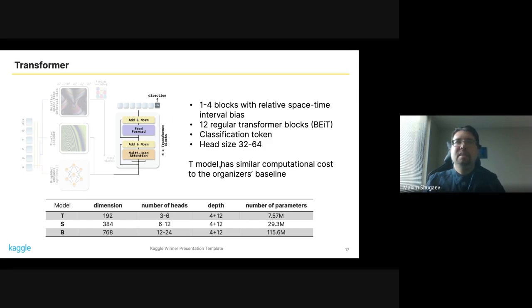We consider 3 model sizes: tiny, which has approximately the same computational cost as the organizer's baseline and has 7.6 million parameters; small with 29 million parameters; and base model with 116 million parameters. Next slide.